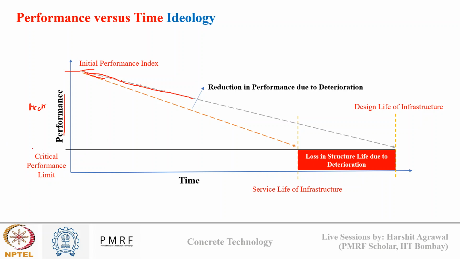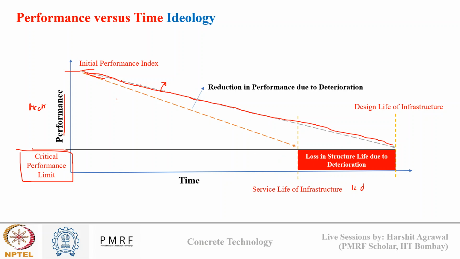Now I have defined a critical performance limit. Below this, if the performance of the structure goes, then I will say that the service life has ended. So you can see this degradation will happen, and after a certain time period we will reach this critical performance limit. When we reach it, we will say that the performance of the structure has gone below the critical performance limit, and thus it has reached its service life. Now this is a kind of degradation that is pre-planned. We have already planned and we know, okay, my structure will serve for 100 years.